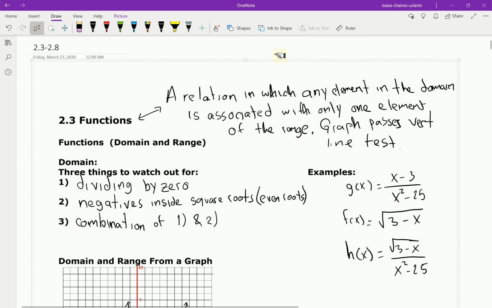Okay, this is section 2.3. We're going to be talking about functions in this section. Alright, what is a function?